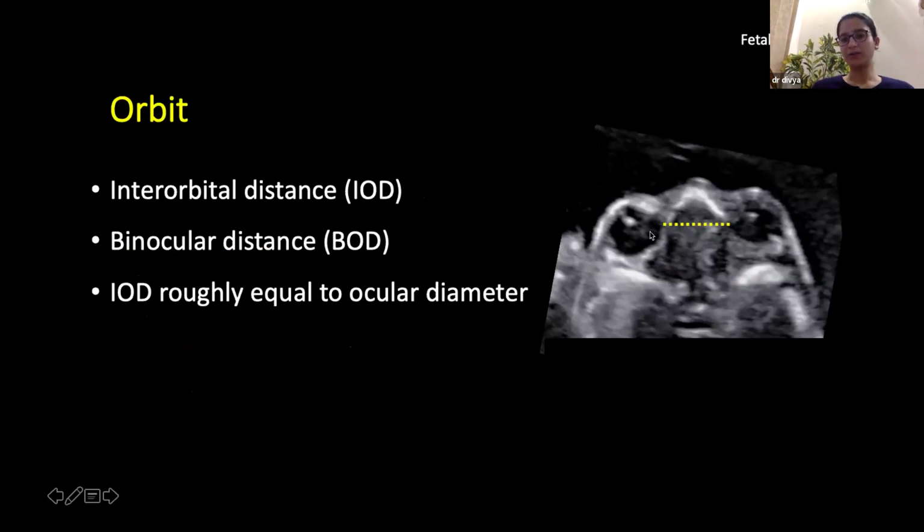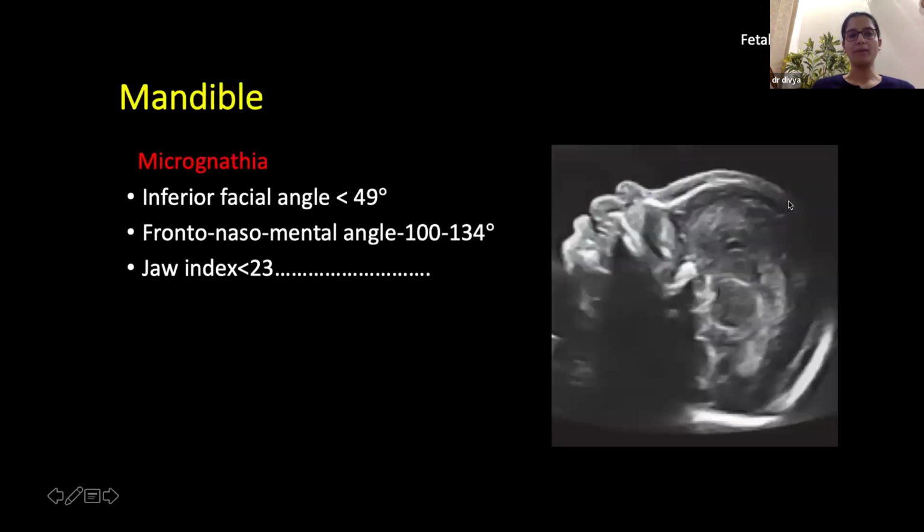If there is hypertelorism, that is the orbits are far apart, you will be able to fit more than one globe here. And if there is hypotelorism, that is the orbits are closer to each other, you will not be able to fit one globe in between. The biocular diameter is calculated by measuring this distance from outer to outer between the lateral margins of the orbits.